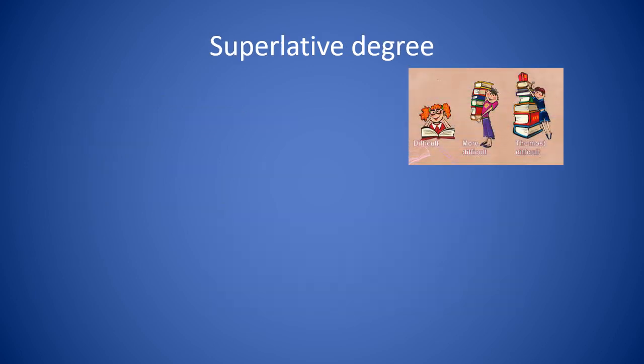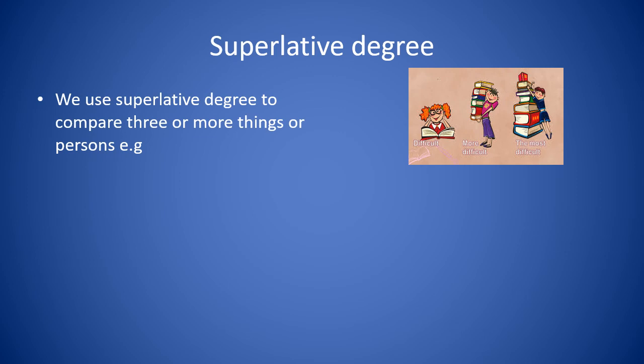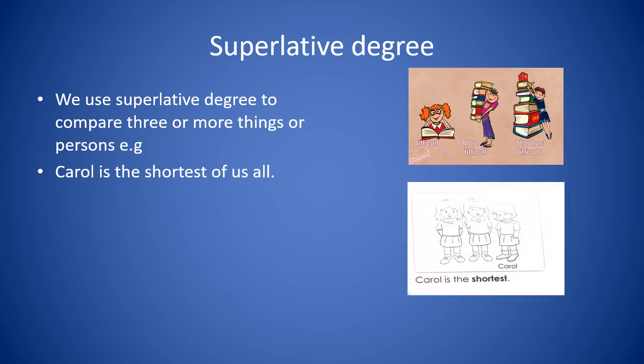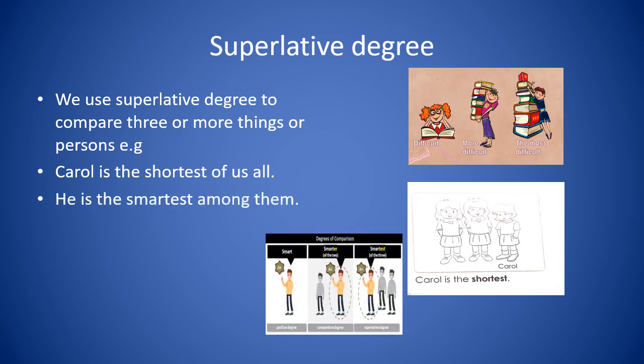Superlative degree. We use superlative degree to compare 3 or more things or persons. For example, Cruel is the shortest of us all. Look students, here one girl is compared to the rest of the other girls. He is the smartest among them. Here one boy is compared with the rest of the other boys.